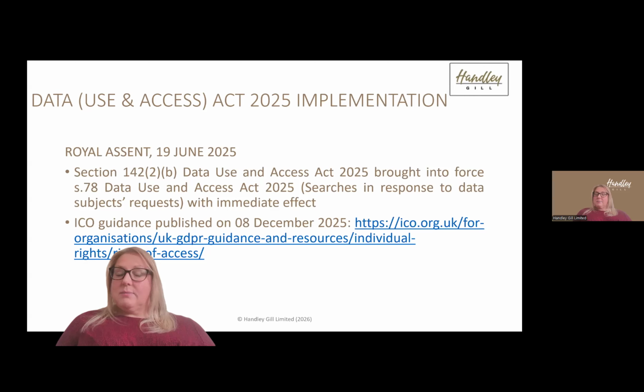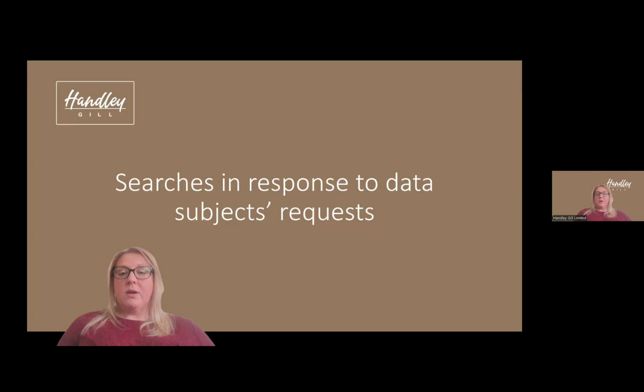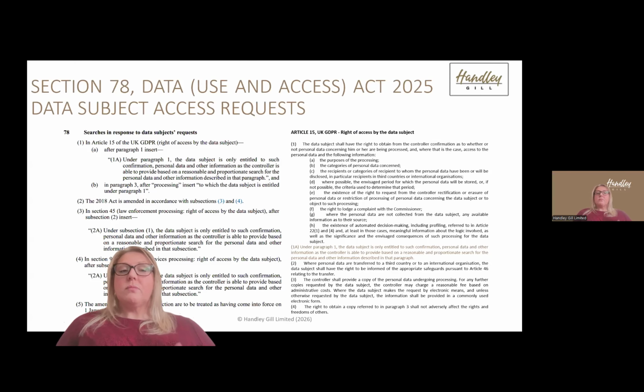So at royal assent, Section 142(2)(b) of the Data Use and Access Act brought into force Section 78 of the same Act, and that relates to the requirement to conduct searches in response to data subjects' requests, with immediate effect. The ICO has now published guidance on those provisions. They came into force in June. The ICO's guidance on the right of access was updated on the 8th of December 2025. What do they say?